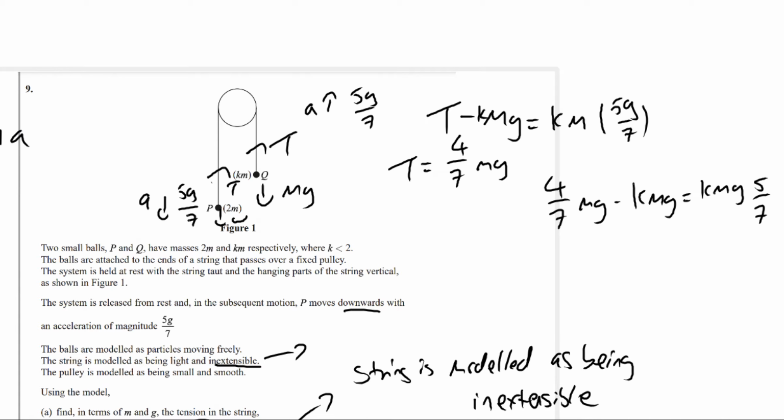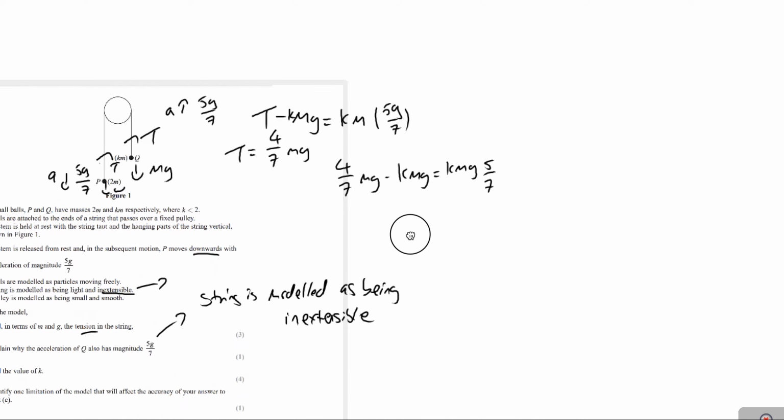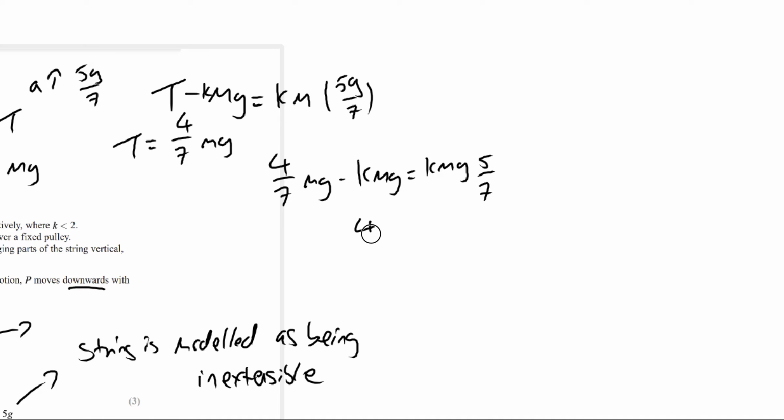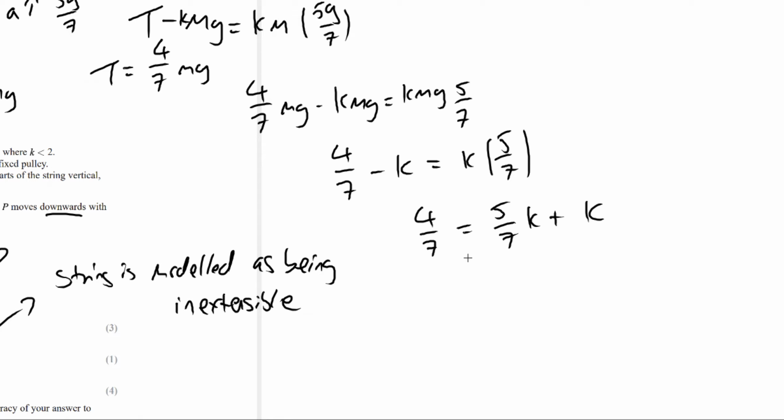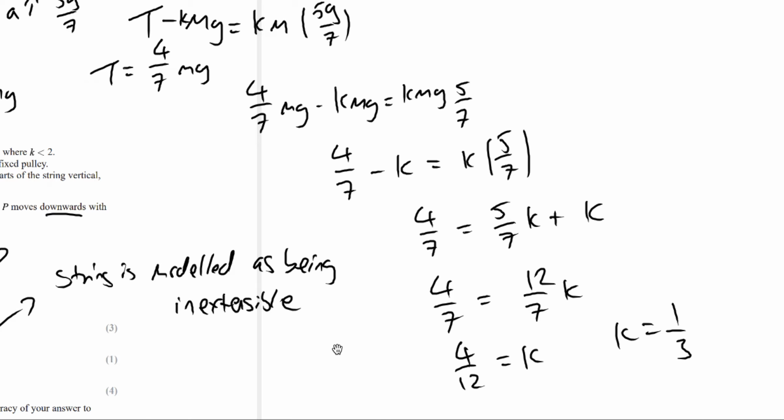The next step is we can get rid of all the mg's because it's a common factor, so we end up with 4/7 minus k is equal to k times 5/7. Move k over to the other side, and we end up with 4/7 equals 5/7 k plus k. Then we can simplify this: 5/7 plus 1 is 12/7, so 4/7 is equal to 12/7 k. If we rearrange this, it ends up as 4/12 is equal to k. So k is equal to a third, and that's your final answer.